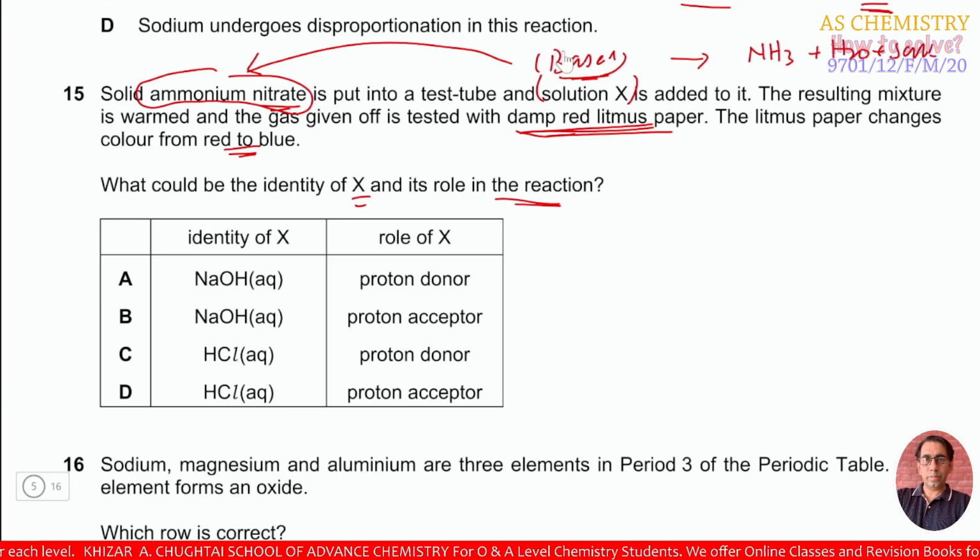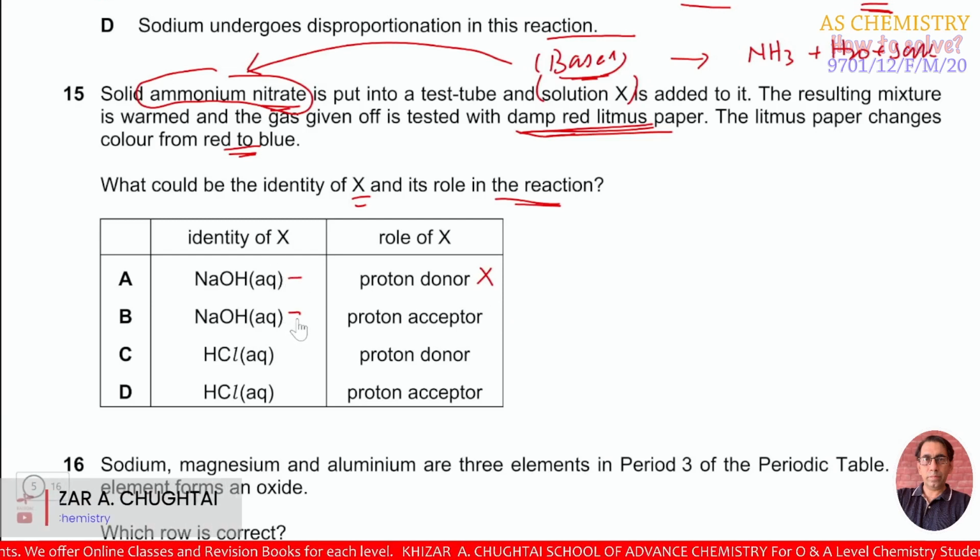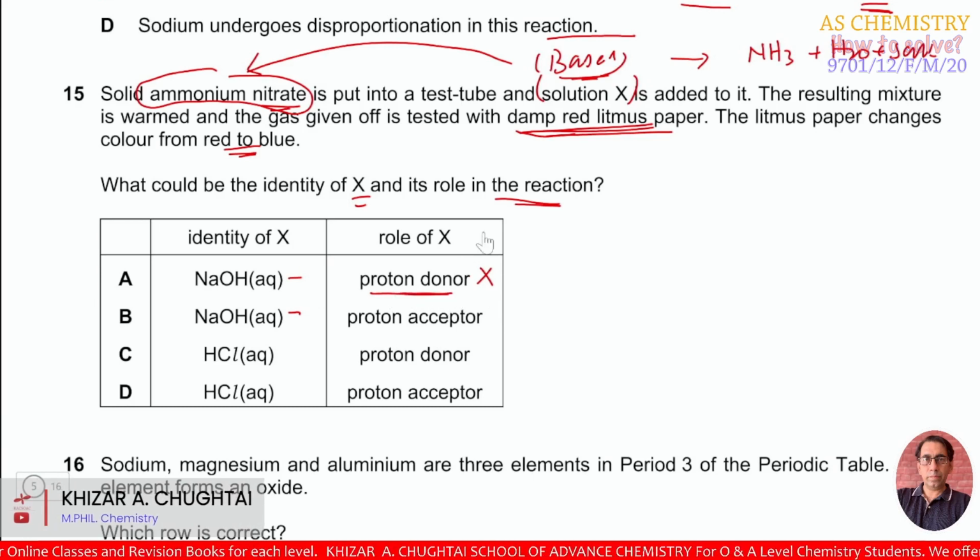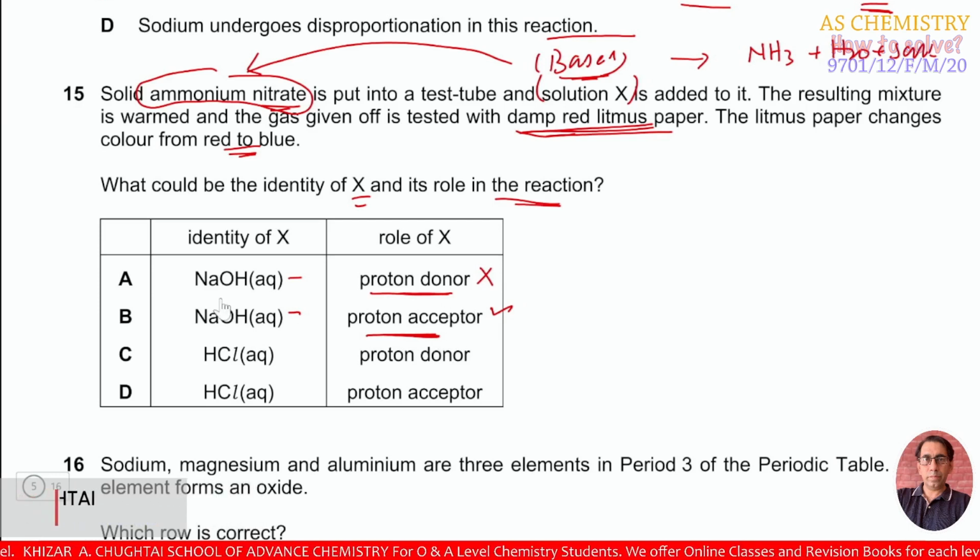And as you know, if it is behaving as a base, what is the function? What is the role of a base? A proton acceptor, not a proton donor. So proton donor is incorrect. A or B were the two possible options, but this is not the role of the base. Bases are always proton acceptors. So B is the correct option.